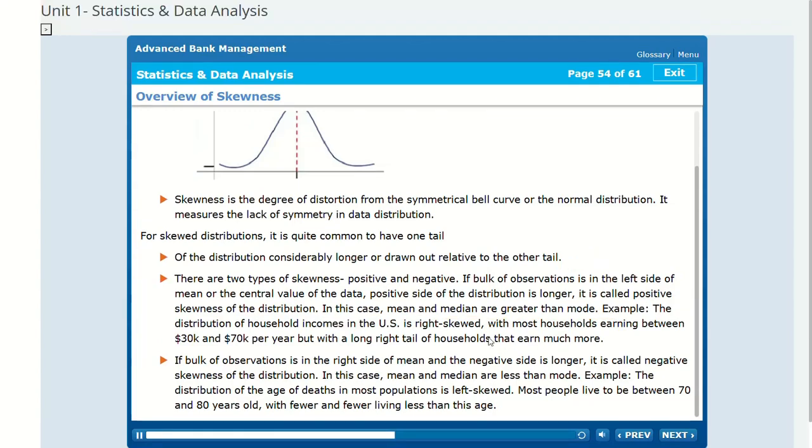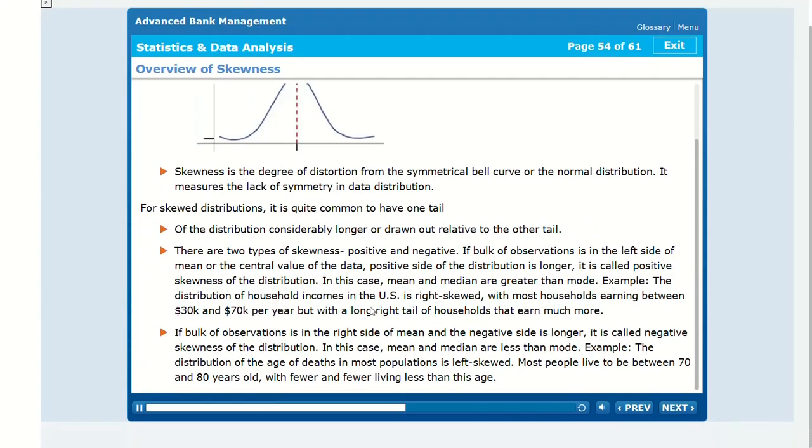Example, the distribution of household incomes in the U.S. is right skewed, with most households earning between $30,000 and $70,000 per year but with a long right tail of households that earn much more.